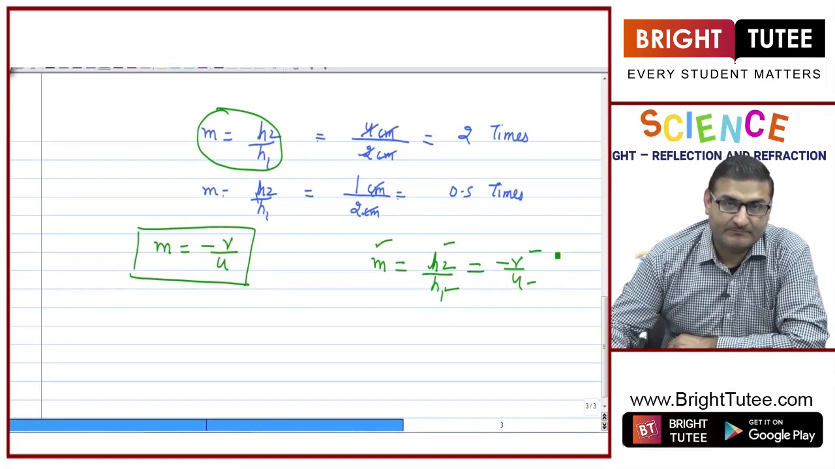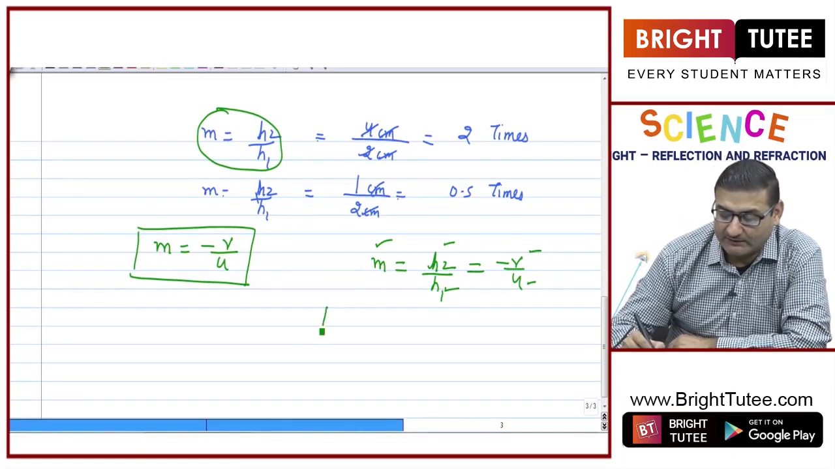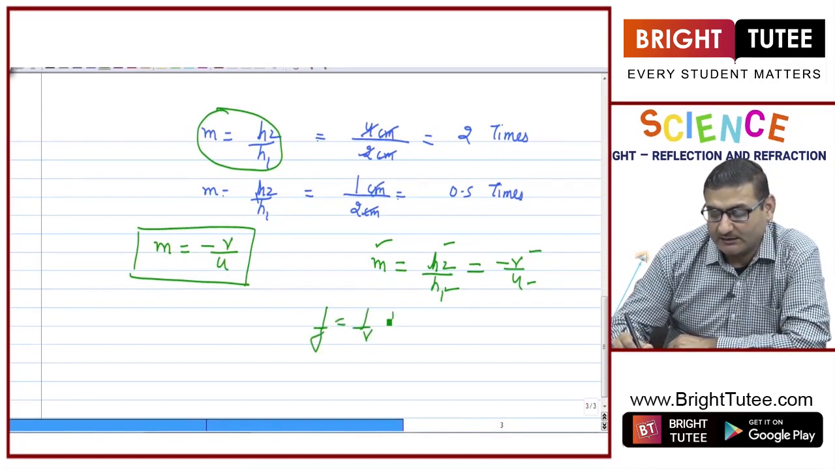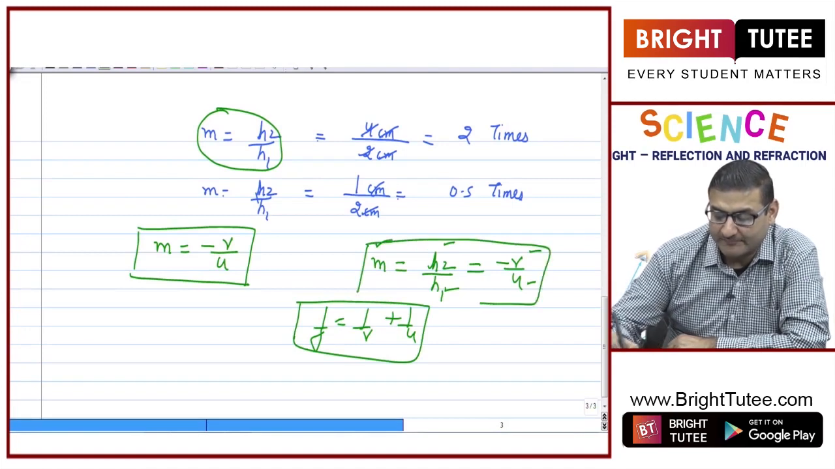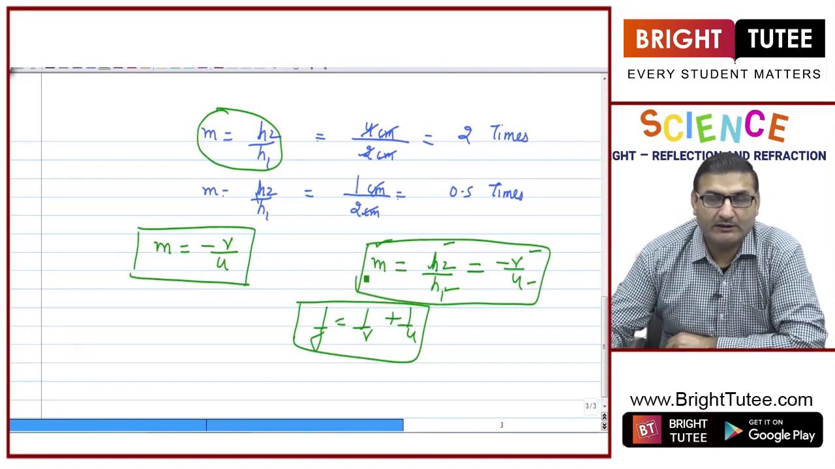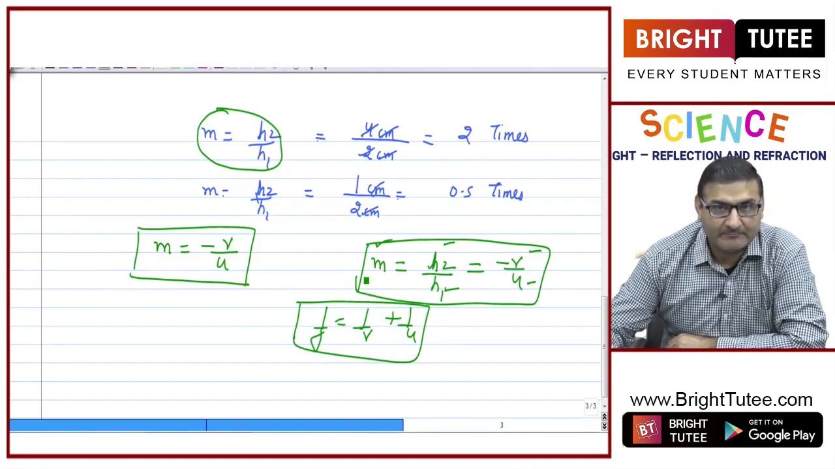image distance. These two formula, one is of magnification and another is the mirror formula. These two formula we will be using for doing all the numericals in this particular topic. Fine.